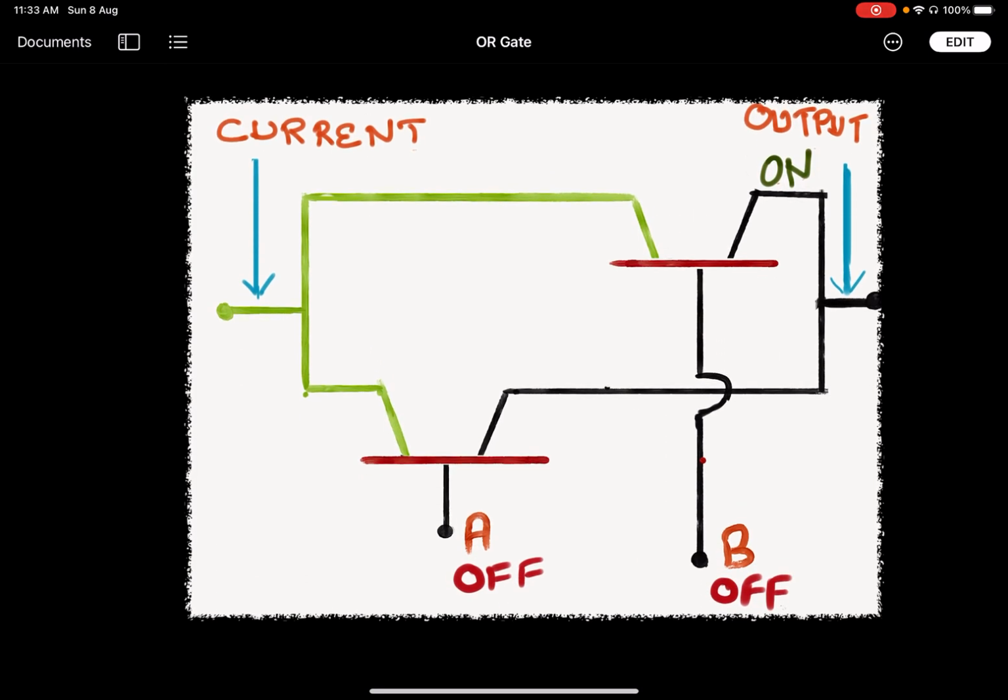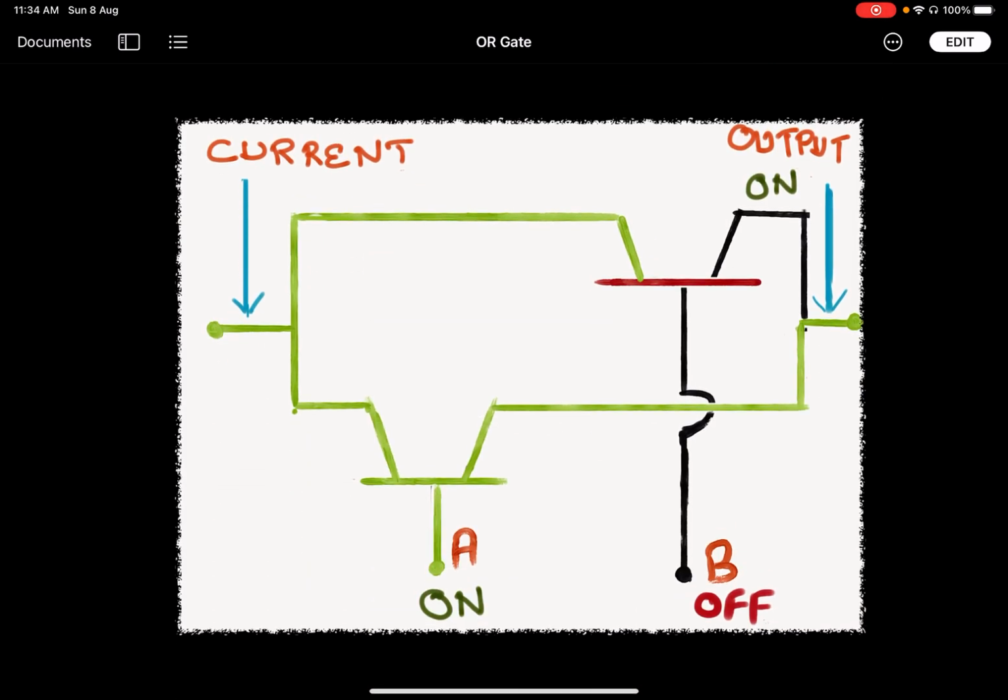We are seeing the first case when input A and input B are off. It means we are not supplying any current to input A and input B. The current which is coming from the left electrode is blocked by both the transistors, and we won't see any current at the output. So we can conclude that if A is off and B is off, we won't see any current at the output. So output is also off.